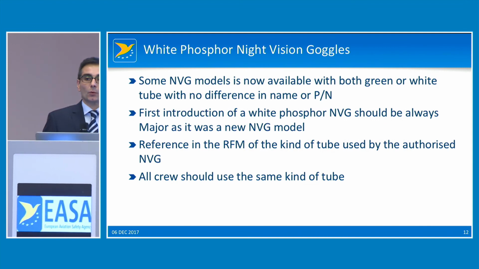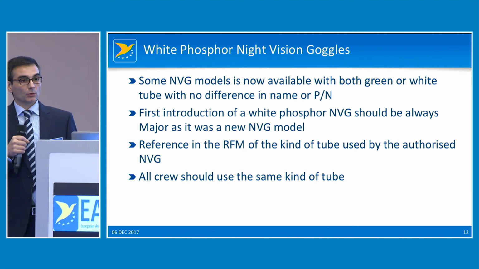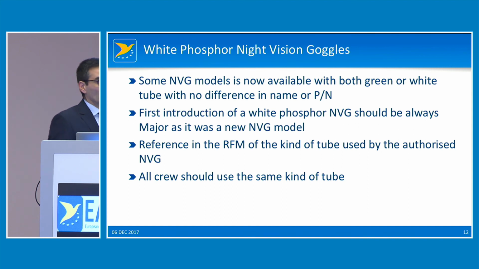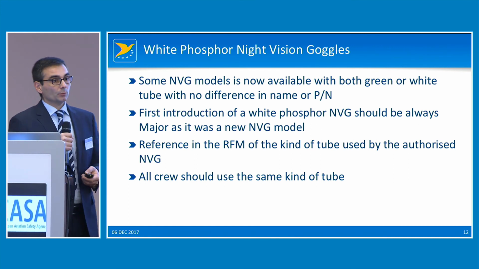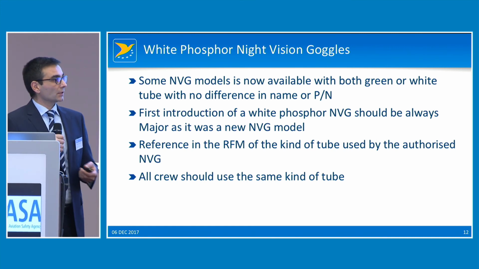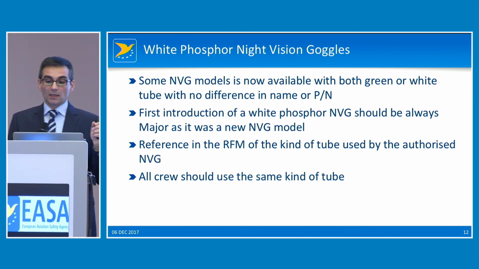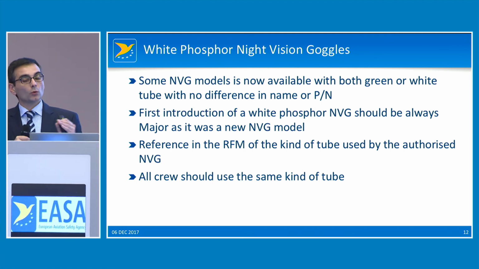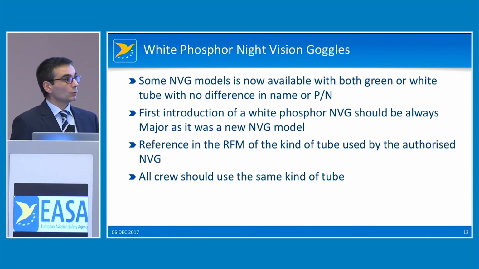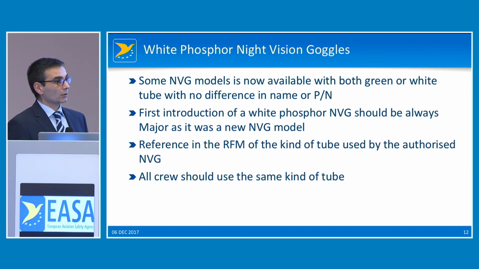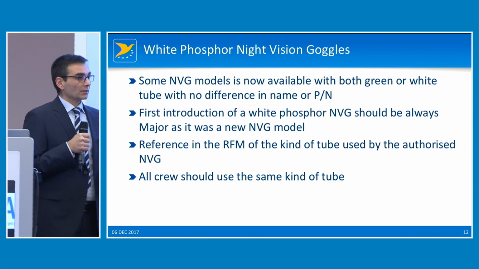We have received also questions: can we use white phosphor NVGs and green phosphor NVGs on the same copter together? We have to address that. We need to get some experience in the next upcoming certification projects and operational training in order to see if this can be allowed. For sure, today you have some NVG models that have both green and white phosphor tubes with no difference in name and part number. So you get the goggles and you can have it white or green, but your part number is not reflecting that.